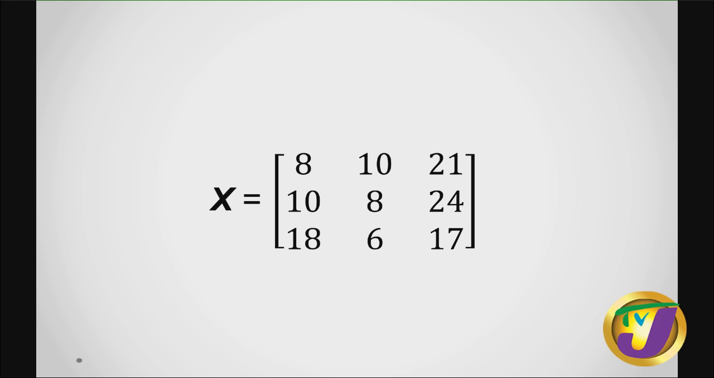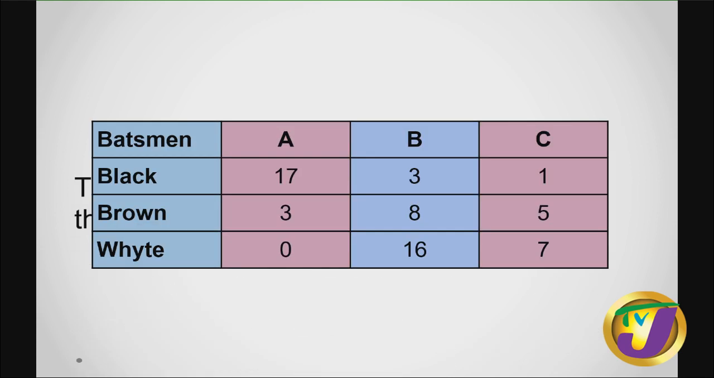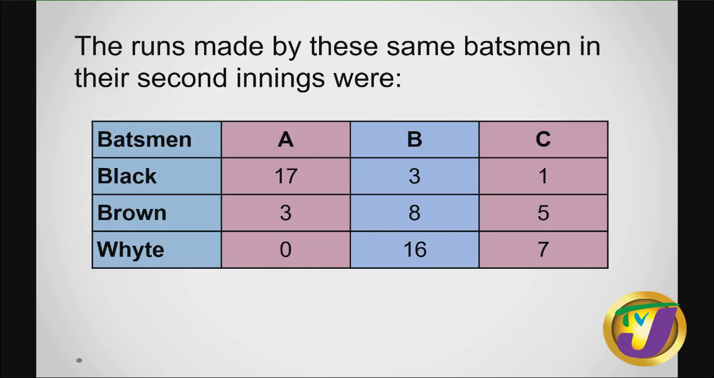All right. So then this is the information for the second inning. There were 2 innings. They played the first time, and then they came again and played against the same school in a second set of batting and bowling. In this case, Black made 17 runs against school A, then 3 runs against school B, and only one run against school C.